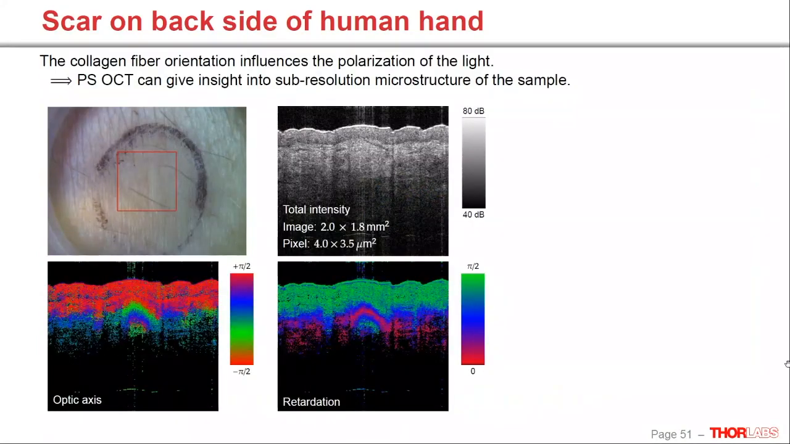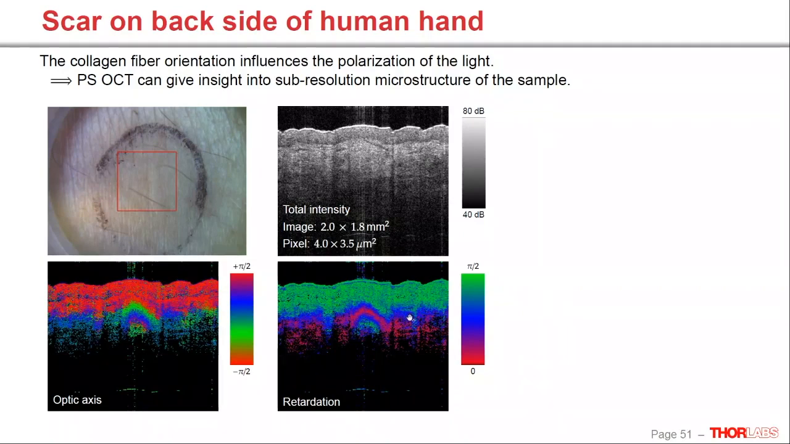So let's have a look at the results again. So I've taken a cross-section image here on the back side of my hand where I have a tiny scar, and in the total intensity image, we maybe see a small bump in the top surface, but we don't see structural differences in the scar tissue compared to the healthy tissue surrounding it. But if we have a look at the optic axis and retardation image, we clearly see the scar tissue in the middle and the healthy tissue surrounding it.